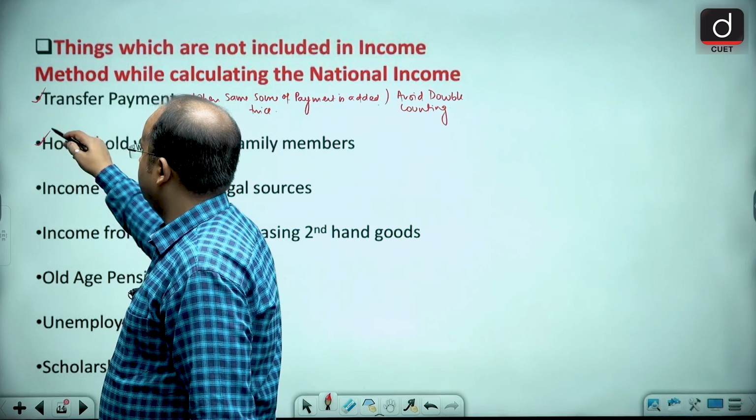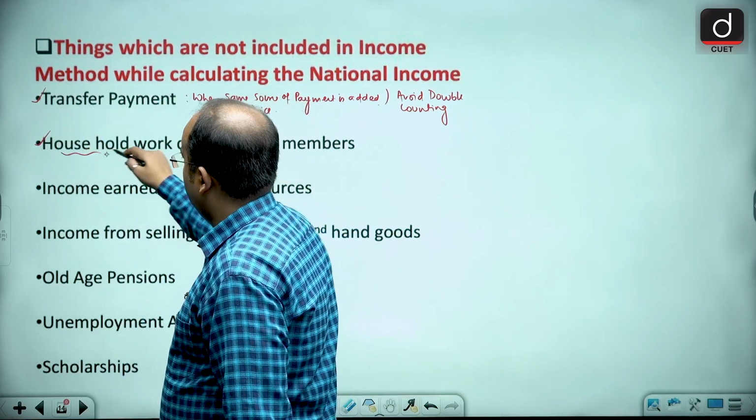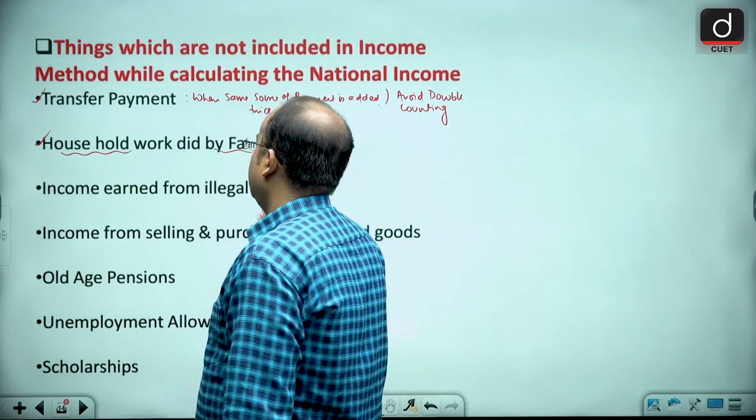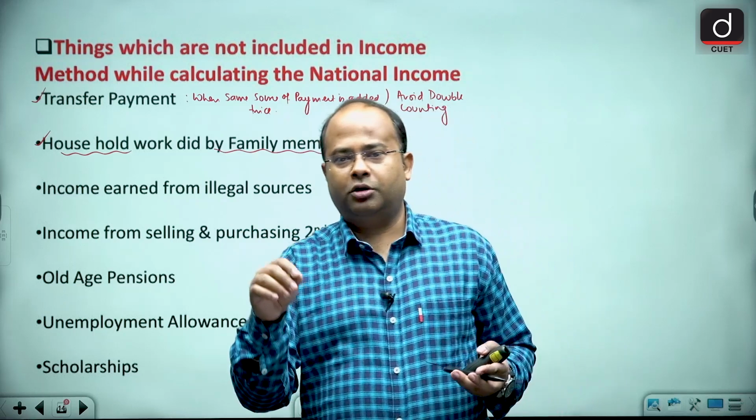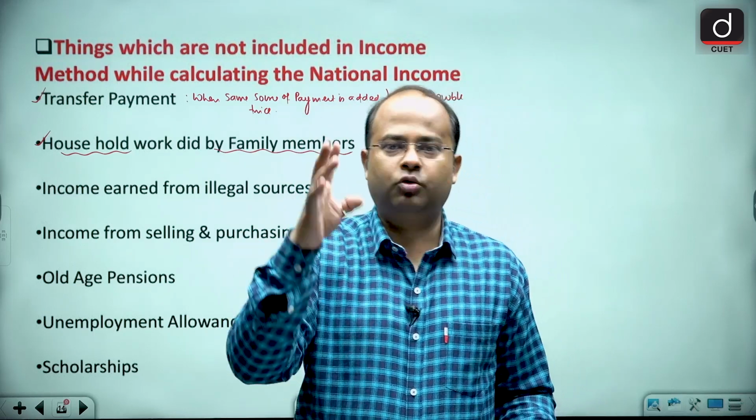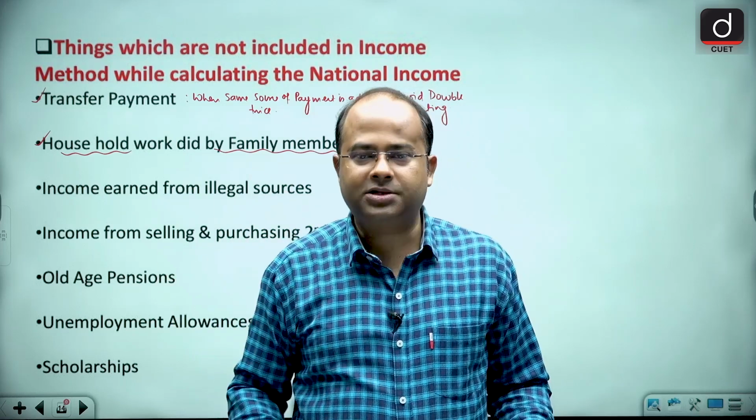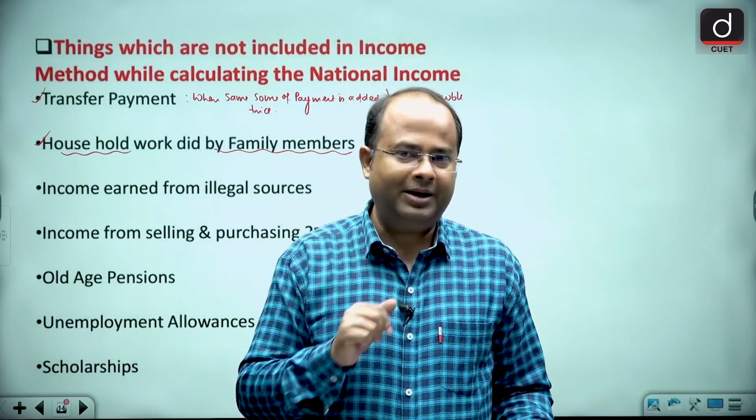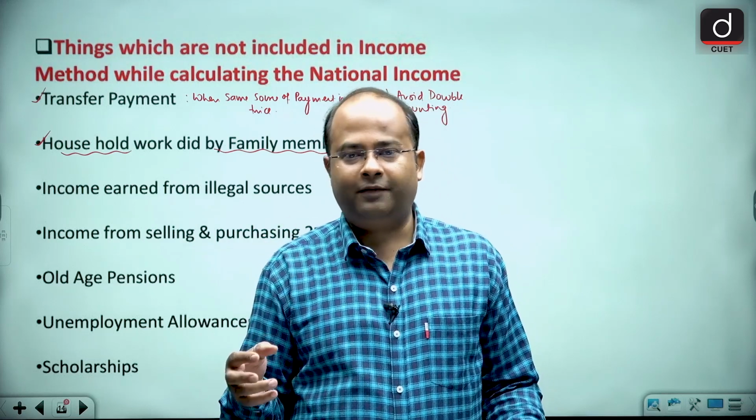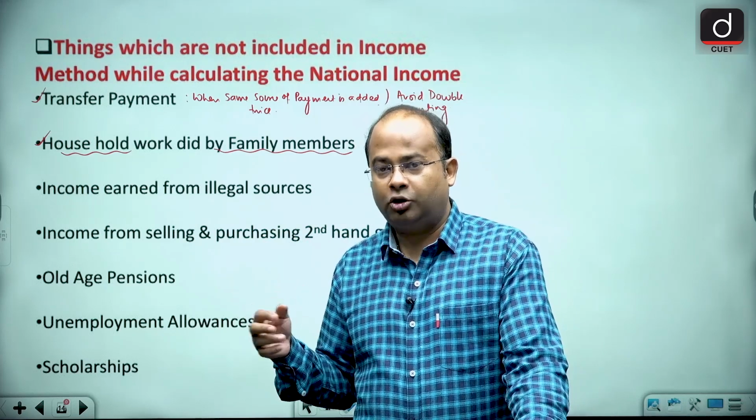Next is household work done by family members. Now guys, if any type of household work, for example, your mother cooks for you or your sister cooks for you, although they have the monetary value of their work as well, because they are rendering services, that is not being added because it is not done for any type of economic activity. It is not being done to earn money.